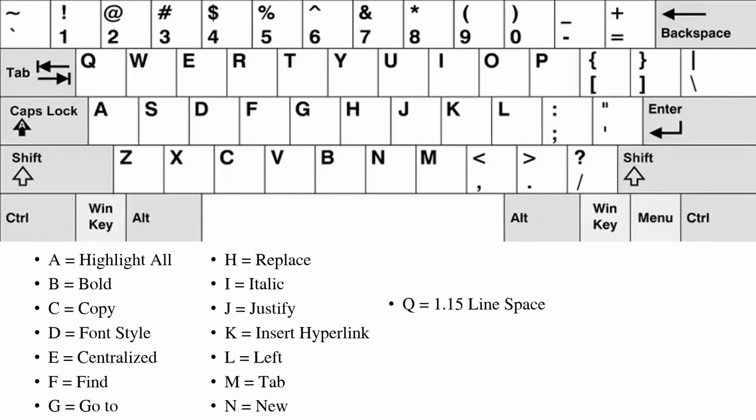So another one after N, we have Control O. For the O, we have open. That's Control O, to open a document. So if I have an existing document that I want to open, I will just click Control O. Then it will navigate me to where I will open that file if I want to. Then we have Control P, which is print. We all know what Control P did, it is to print something. Then we have Control Q, which is 1.1 line space.